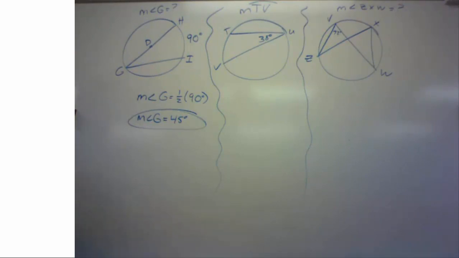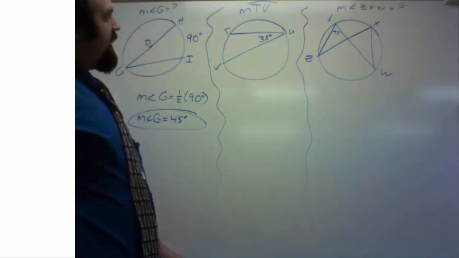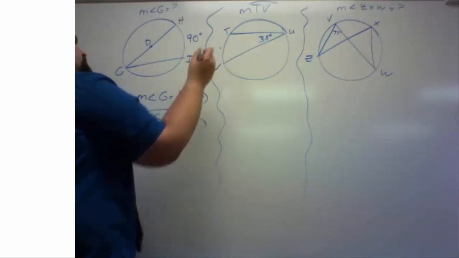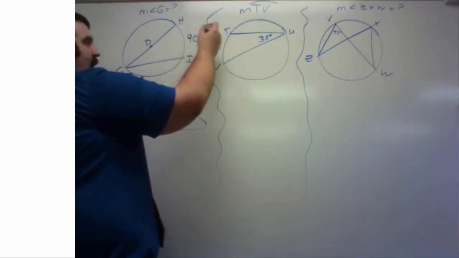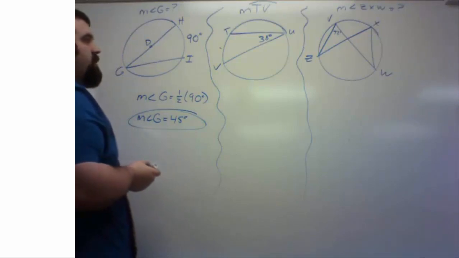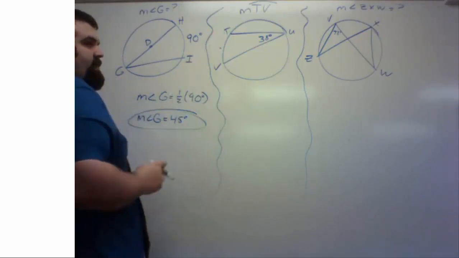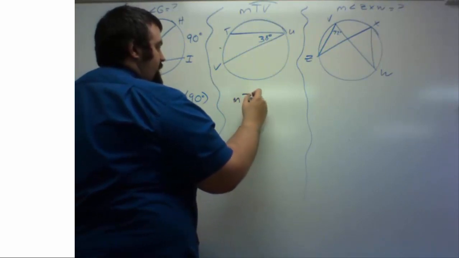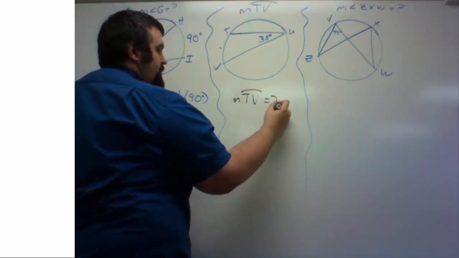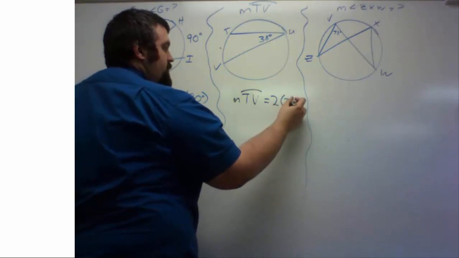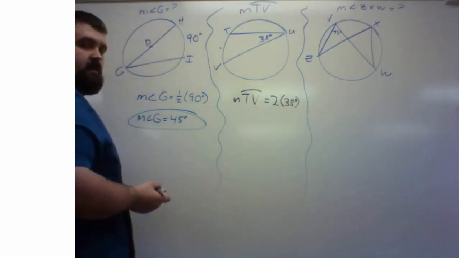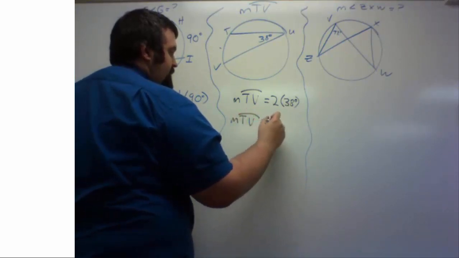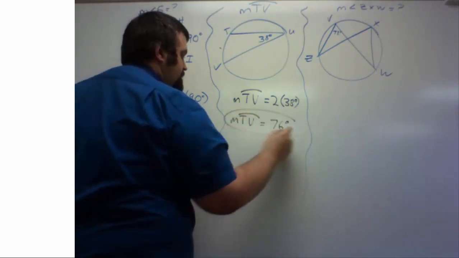Alright, next problem. I look at it and it says find the measure of arc TV. So I'm looking for this out here. Well, I look. Angle U is an inscribed angle. That is an intercepted arc. They have a relationship. The measure of arc TV is double the measure of the angle, 38 degrees. So the measure of arc TV equals 76 degrees.